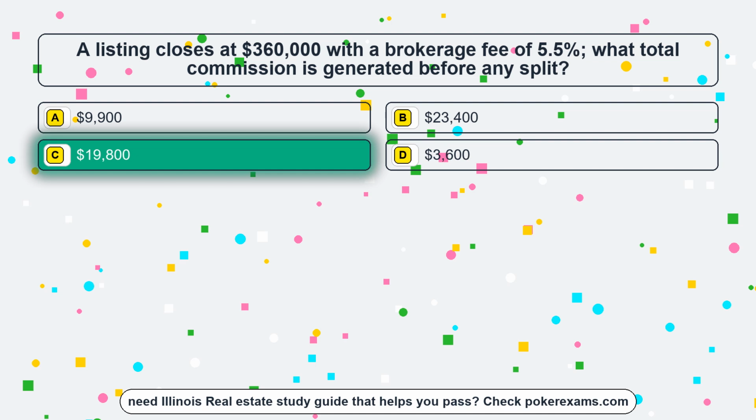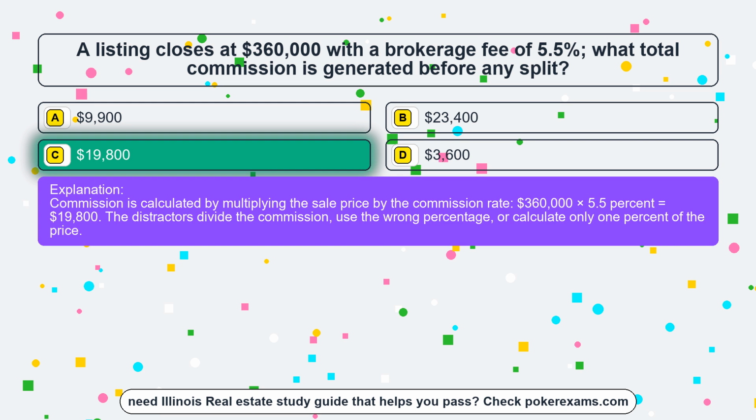The correct answer is option C, $19,800. Commission is calculated by multiplying the sale price by the commission rate. $360,000 times 5.5% equals $19,800. The distractors divide the commission, use the wrong percentage, or calculate only 1% of the price.